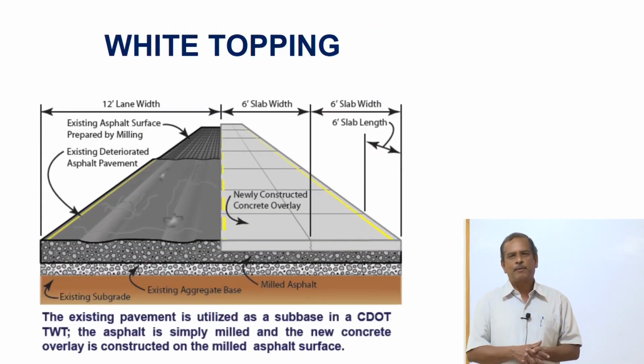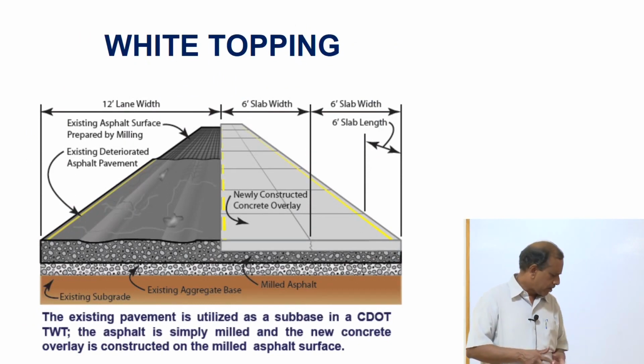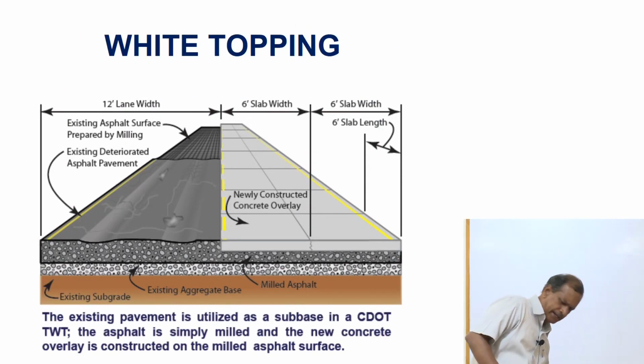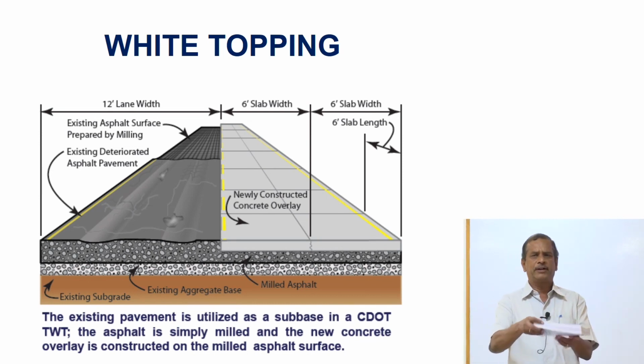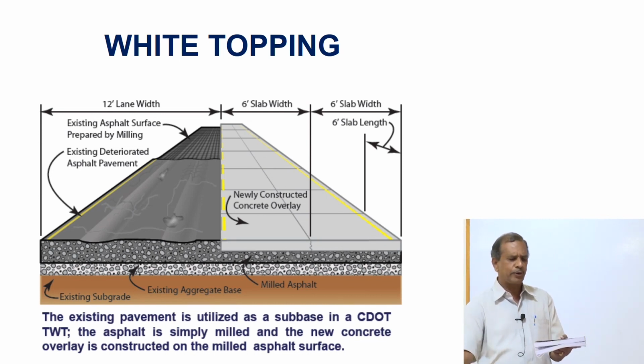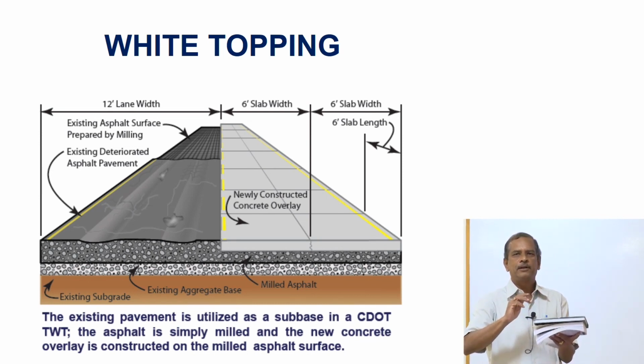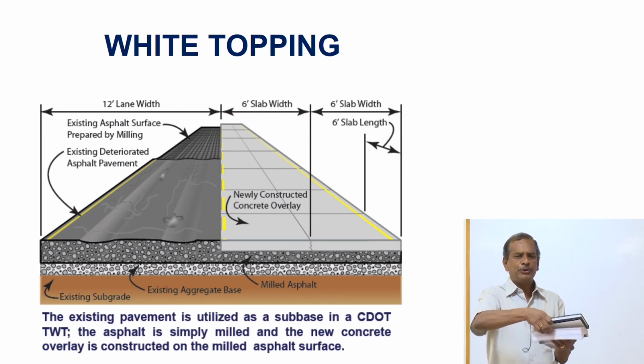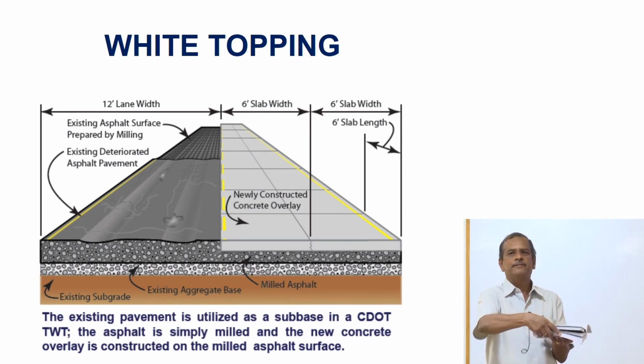One way of solving this problem is having a whitetopping. On a given bituminous pavement, which I was talking about earlier, which has become deteriorated, I can provide a concrete overlay on the top. So the majority of the problem of water-induced damage can be reduced. I can also mill this layer, reduce the thickness, and put a concrete layer on this.